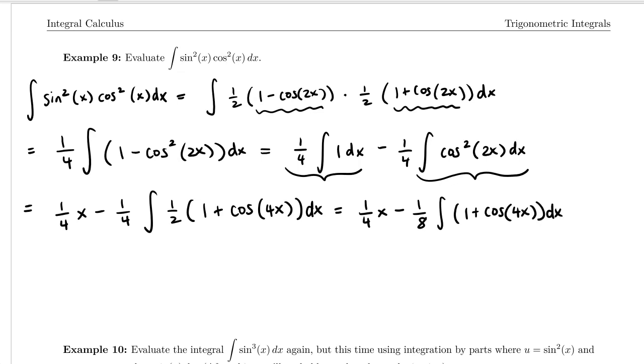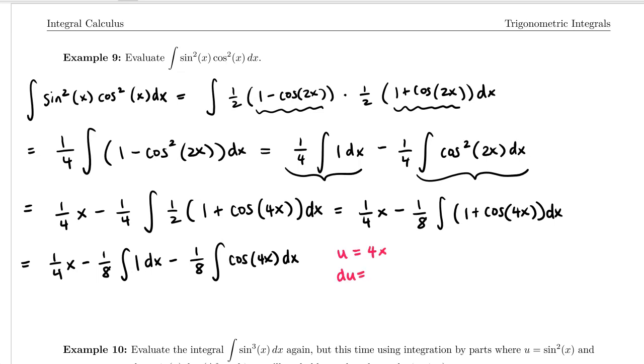And then that integral now, I can once again split that up into 2 different integrals. So I have 1/4 x minus 1/8 times the integral of 1 dx minus 1/8 times the integral of cosine of 4x dx. For this last integral, we can use u substitution on that. So I'm going to set u equal to 4x. That's going to tell me that du is equal to 4 times dx. And then if I divide both sides by 4, we get the following.